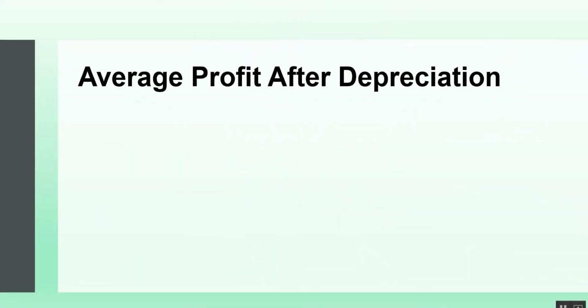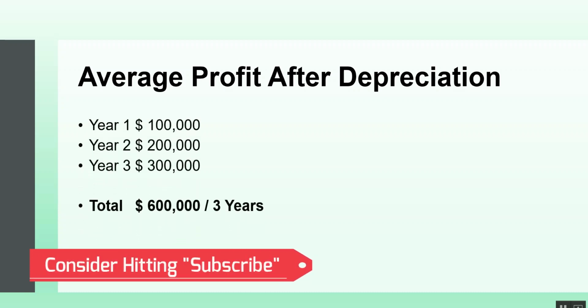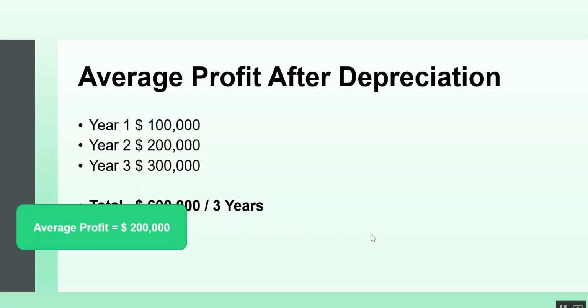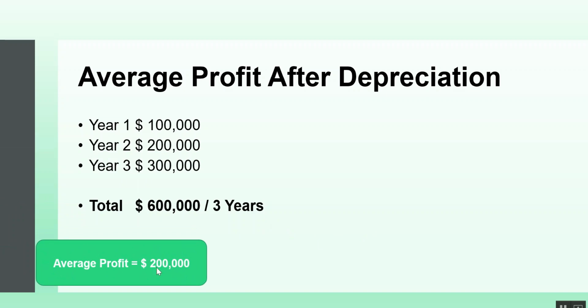Average profit after depreciation: you are given from year 1 to year 3, 100,000, 200,000 and 300,000 US dollars. Now simply take the total of these 3 years' profit, which is 600,000, divided by the number of years. That will give you the average profit of 200,000. Now we have identified average profit after depreciation.